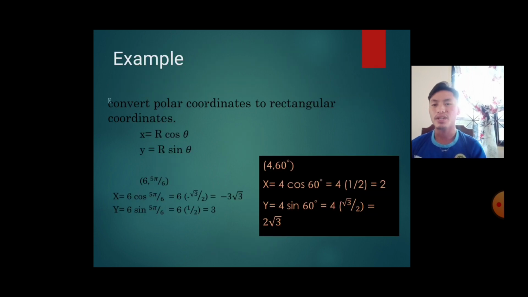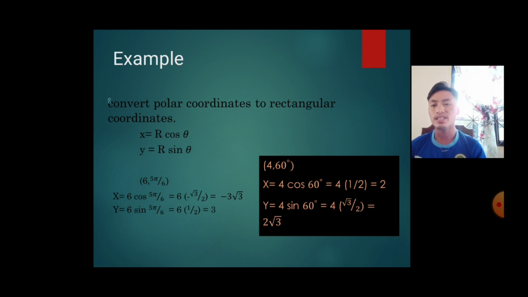Example, convert polar coordinates to rectangular coordinates. x is equal to r cos theta and y is equal to r sin theta. If the given is (6, 5 pi over 6), substitute the value of r which is 6 and theta which is 5 pi over 6. So, x is equal to 6 cos 5 pi over 6, which is 6 times negative square root of 3 over 2. It is because we need to convert the radians into degrees.